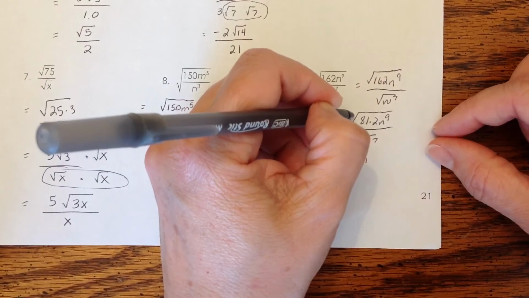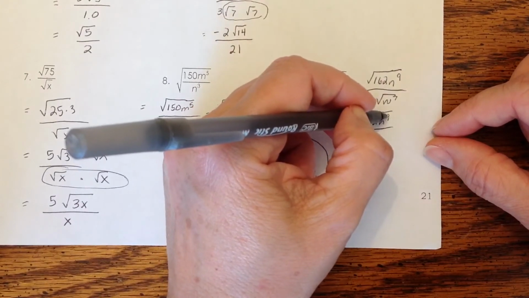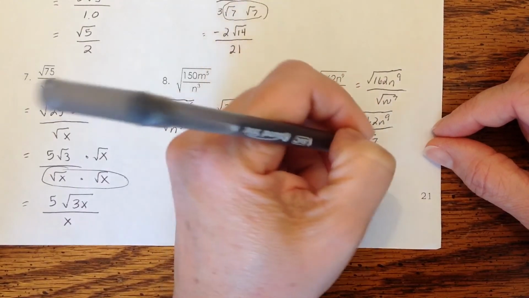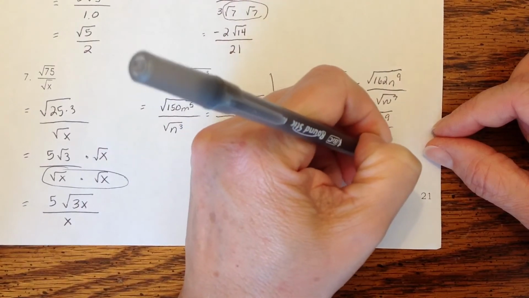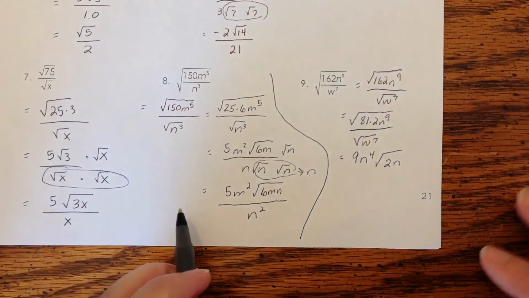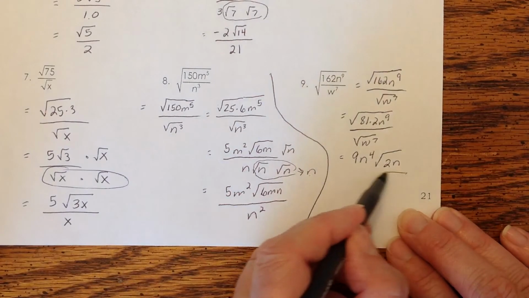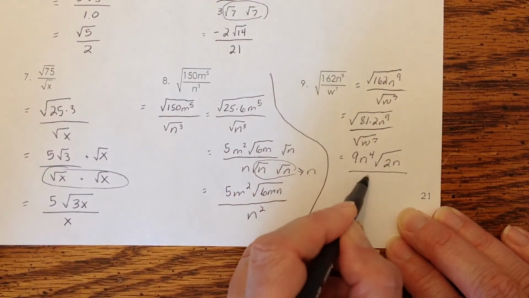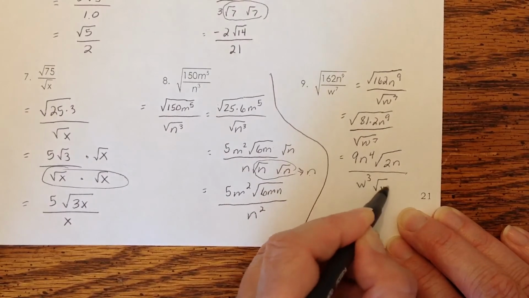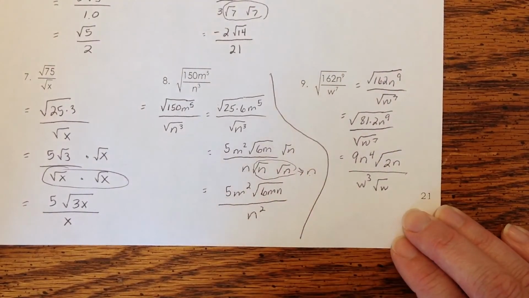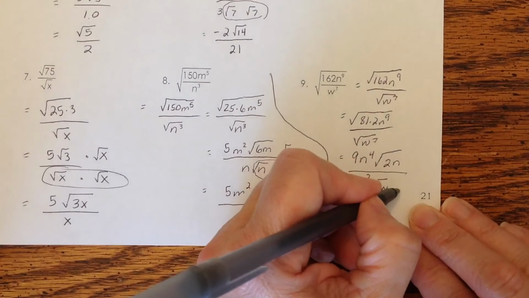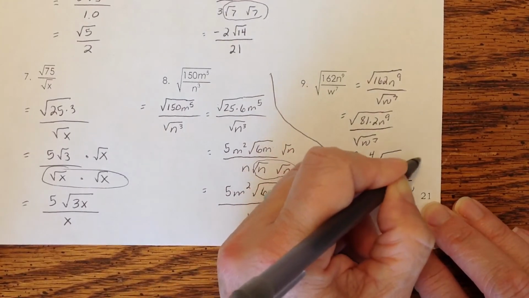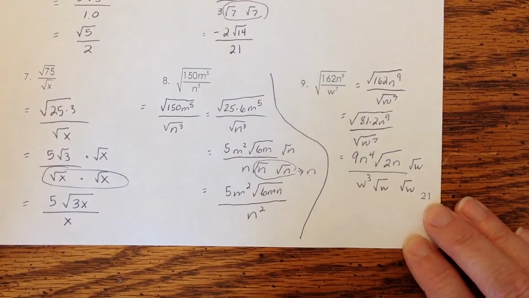Now I need to figure out how many times 2 goes into 9, and that would be 4 to get me to 8, and I'm left with 2n. Divided by 2 into 7 would be 3, with 1w left behind. Now what has to be cleared is the square root of w. So I'm going to multiply the top and bottom by the square root of w.